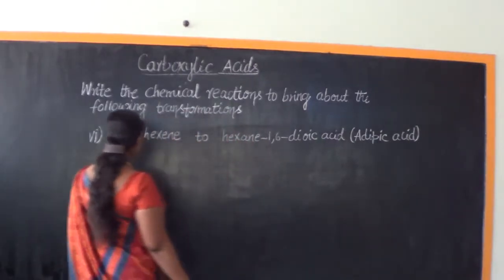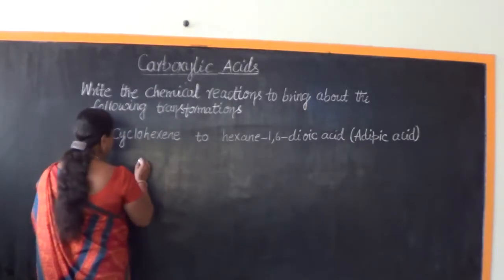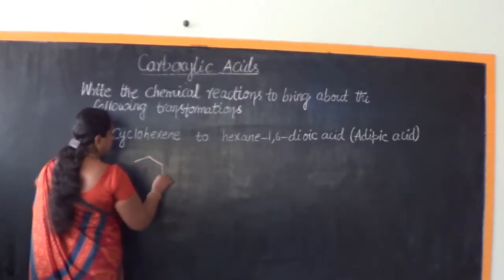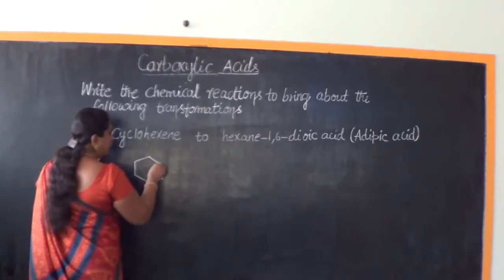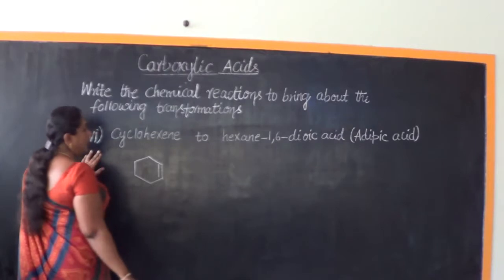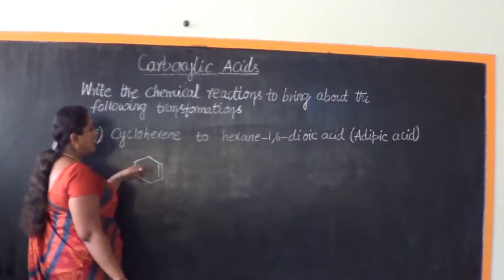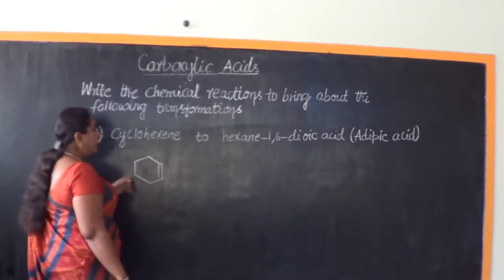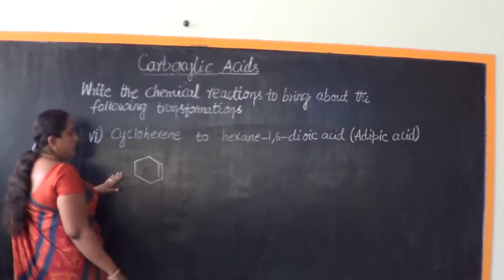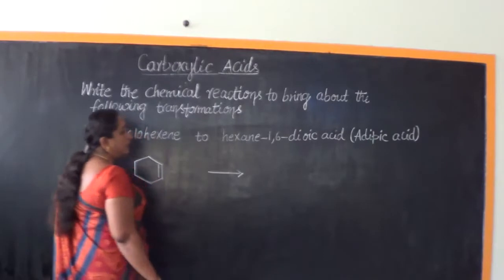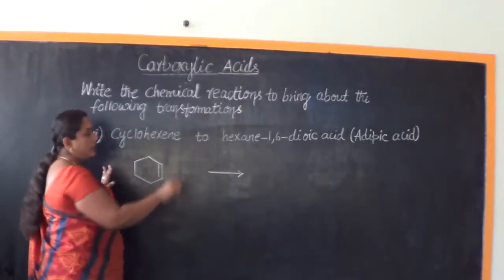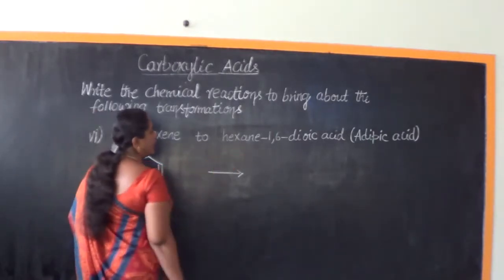Now let us write the structure of cyclohexene first. It is cyclohexane and cyclohexene. Between the first and the second carbon atom we see the presence of a double bond. Now this is our starting material. This has to be converted into hexane 1,6 dioic acid.